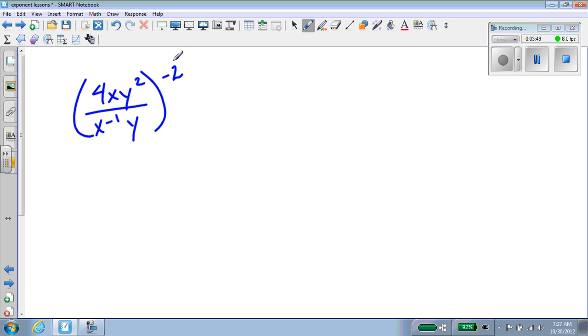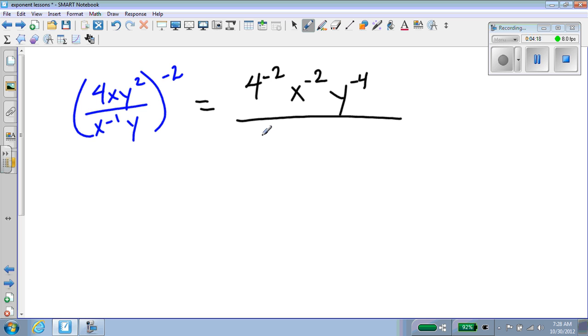Okay, here again I have a power and all these different components inside. I could simplify the inside because I have things to the same base, or I could do the power first. I tend to do the power first. I don't know why. So I've got 4 to the negative 2nd, x to the negative 2nd, y to the negative 4th, over x to the positive 2nd, y to the negative 2nd. 4 to the negative 2nd doesn't have anything that it's going with, but it belongs as 4 to the 2nd in the denominator, which I'm going to call 16.